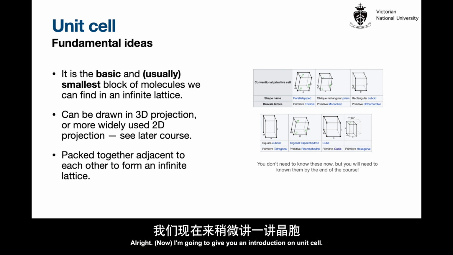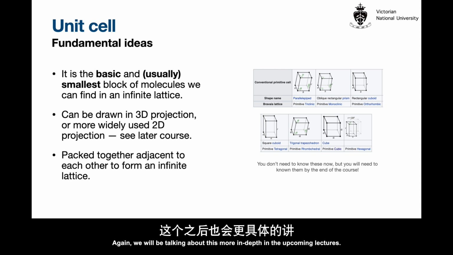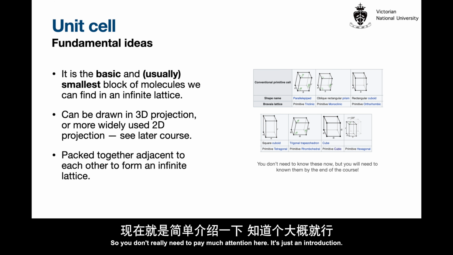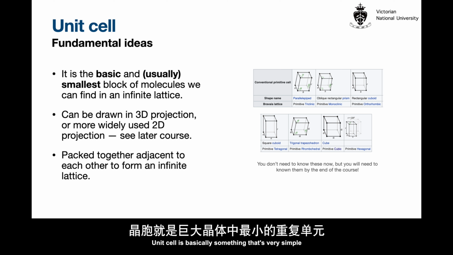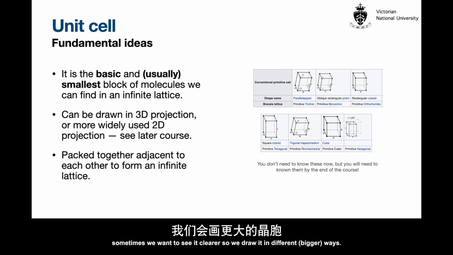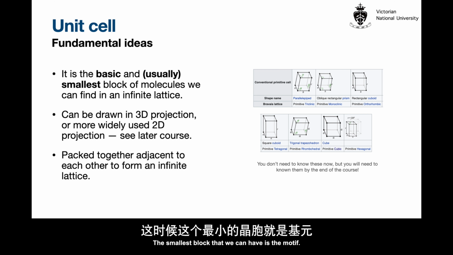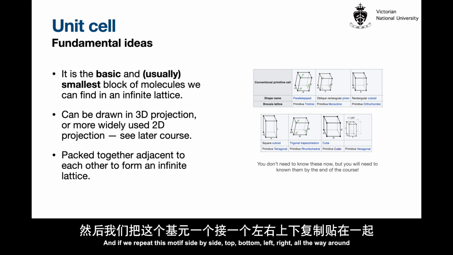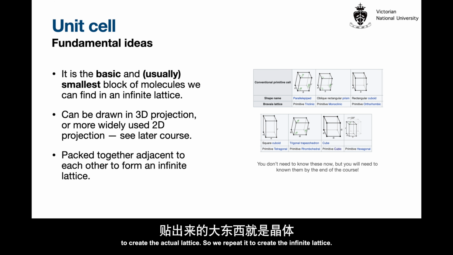Alright, now I'm going to give you an introduction to the unit cell. Again, we'll talk about this more in depth in the upcoming lectures, so you don't really have to pay much attention here; it's just an introduction. The unit cell is basically something very simple, and if we dig down to the fundamentals, it's usually the fundamental one. Sometimes we want to see it clearly, so we draw it in different ways. The smallest block we can have is the motif, and if we repeat this motif side by side, top, bottom, left, right, all the way on, we create the actual lattice. So we repeat it to create the infinite lattice.